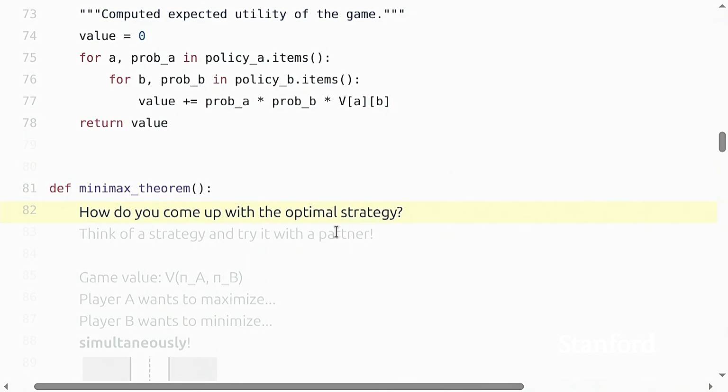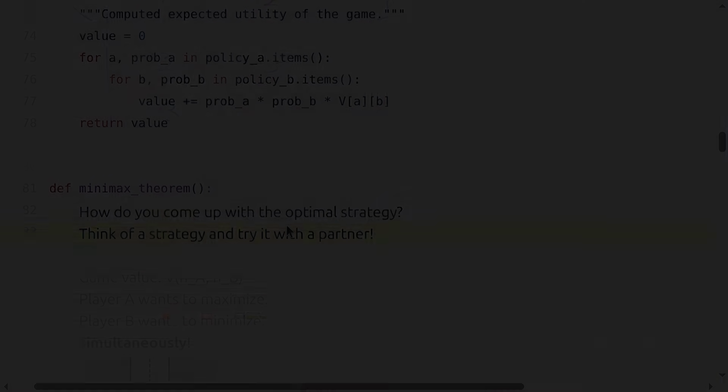So just to have a bit of fun, I want everyone to find a partner and try playing a few rounds and see if you get any insights.